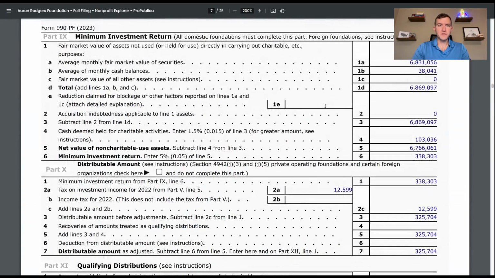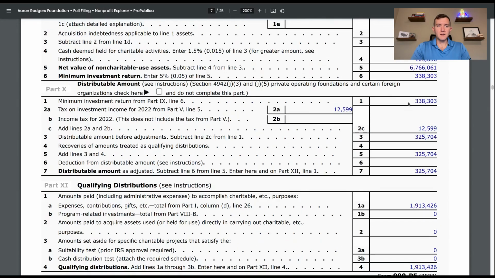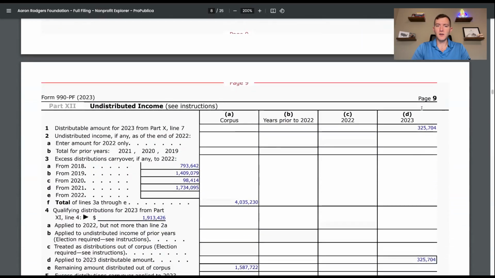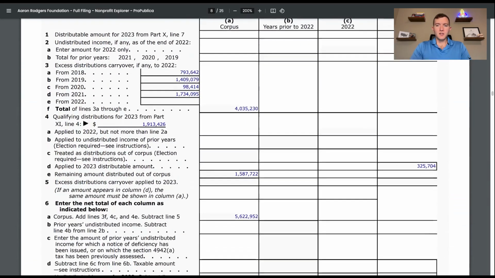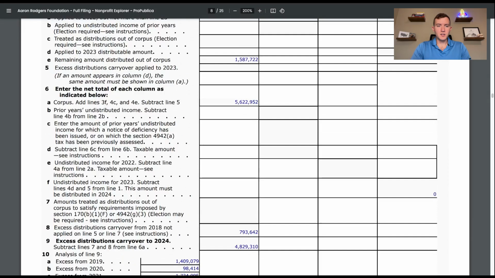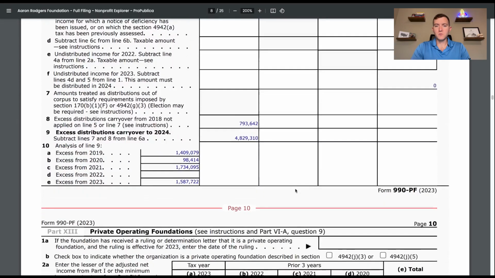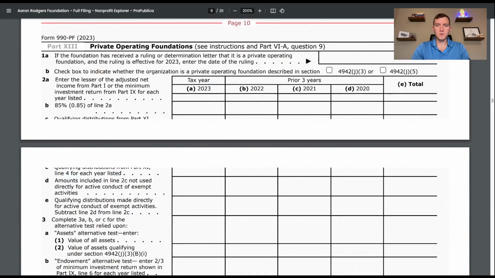5% distribution, for those of you that know what that means, is off of that $7 million. The minimum investment return, or the 5% distribution requirement for 2023, was $338,000. The distributable amount is a little bit less, down to $325,000, but he made grants of $1.9 million, so obviously he far outgave. And so on his undistributed income, he actually has an extra distribution of $4.8 million that will go over to 2024. We don't have the 2024 tax return yet.